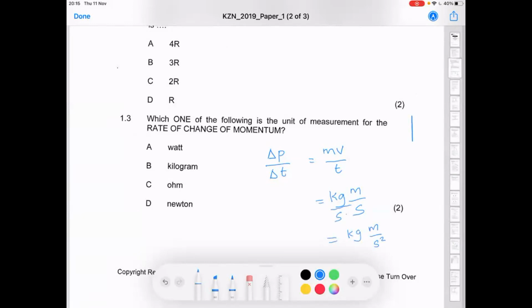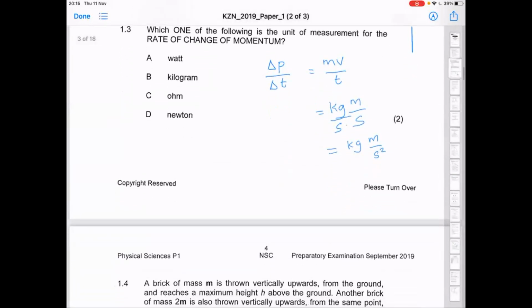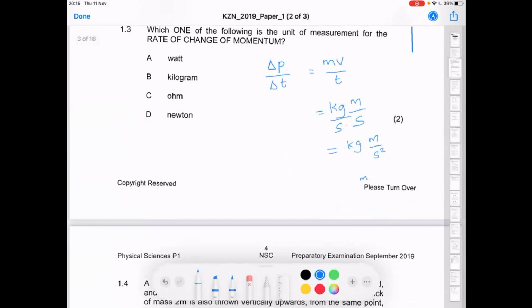And so when I look at that, what is kilogram meter per second squared? Kilogram is just a mass, and meters per second squared is the unit for acceleration. So ma, what is equal to ma? Just the force. So what's the unit for force? And if I go look at my answers here, watt, kilogram, ohm, newton. Oh, okay, that's the answer. Okay, so that's how I would advise you to go through your multiple choice questions.